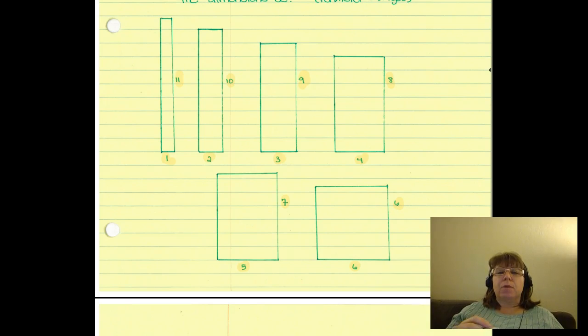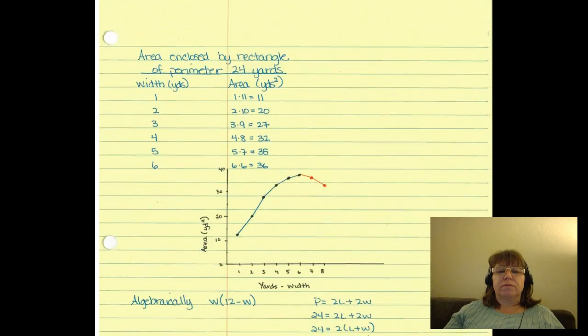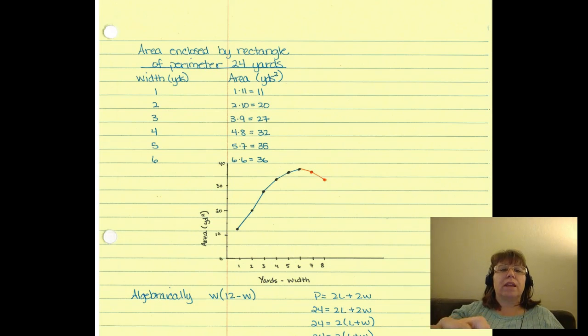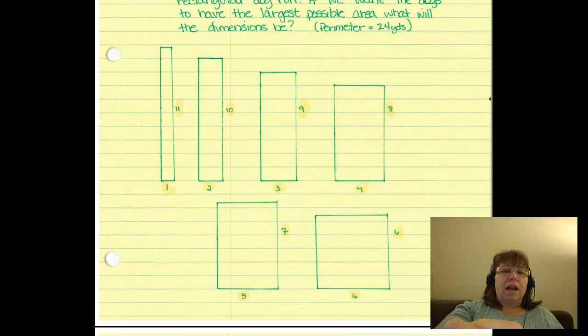Area is, I'm going to multiply the length times the width on all of these. So I'll start off with my width of 1 and my length is 11. So 1 times 11 is 11 yards squared. So this narrow shape created 11 square yards of space.